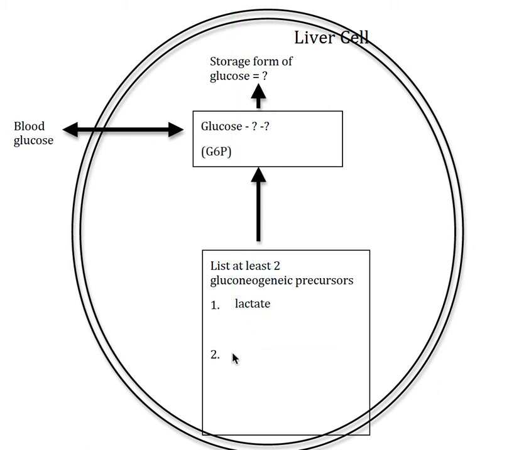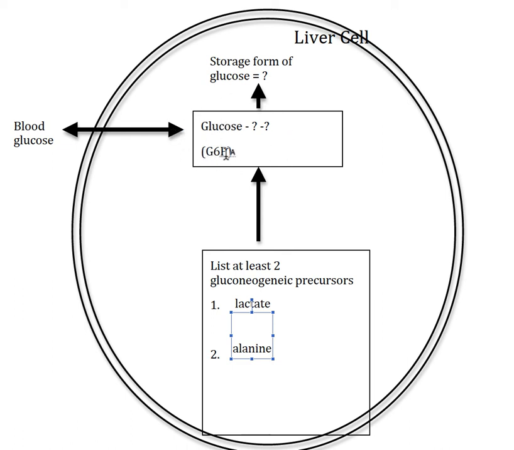Also, the simple amino acid, alanine, that contains only 3 carbons. That amino acid, once the nitrogen group leaves this amino acid, then the 3-carbon backbone can be used as a gluconeogenic precursor. So 2 alanines can get together, 2 3-carbon molecules can get together to make a 6-carbon glucose.